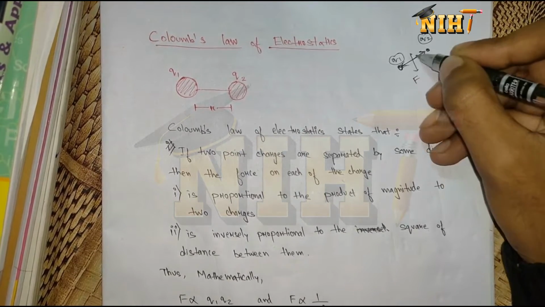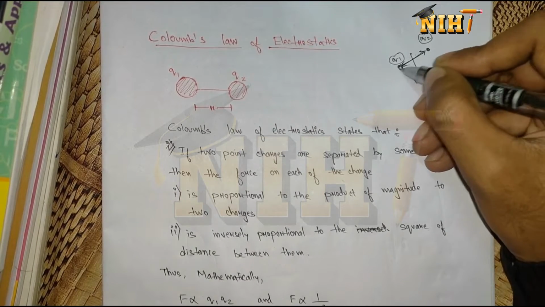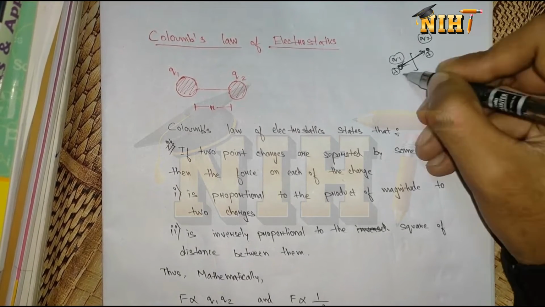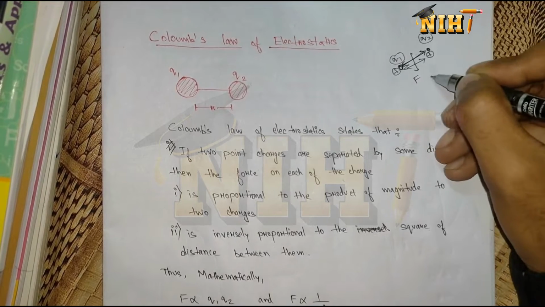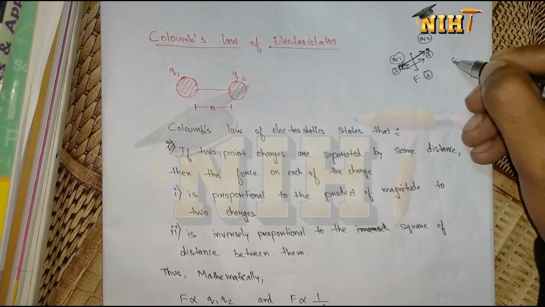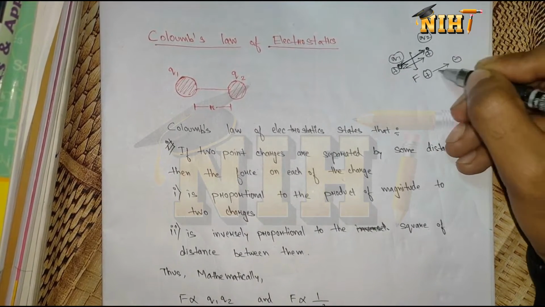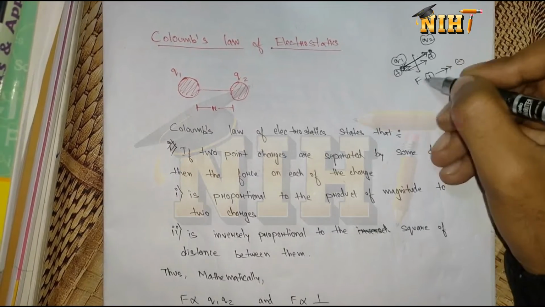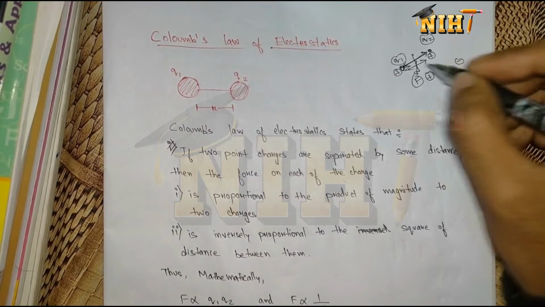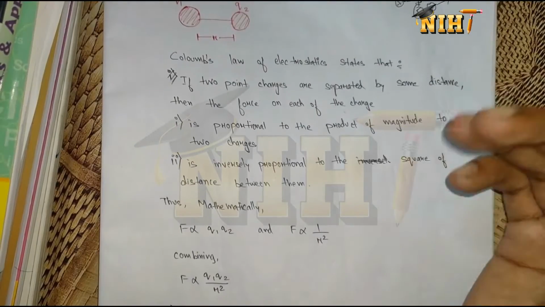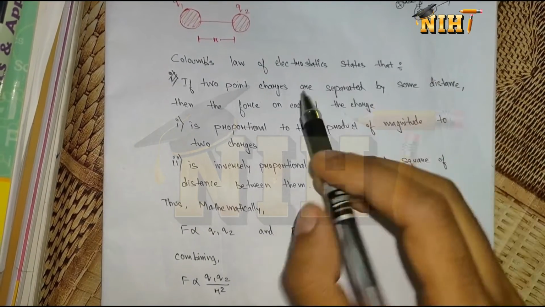This force might repel if there are like charges, plus plus, then of course they will repel. And if there is a plus charge and there is a minus charge, then they will attract each other. So all of this force is given by Coulomb's law. So let us see what Coulomb's law states.